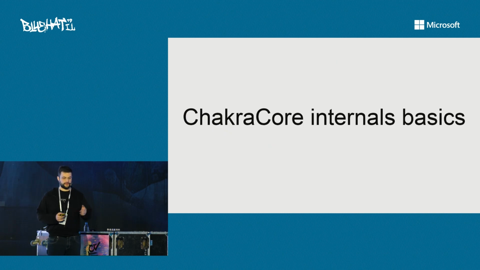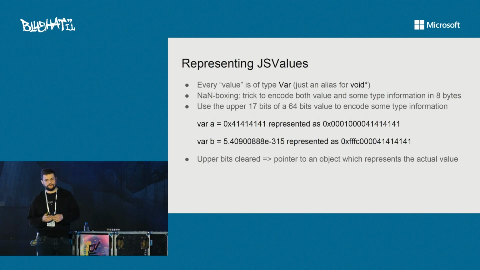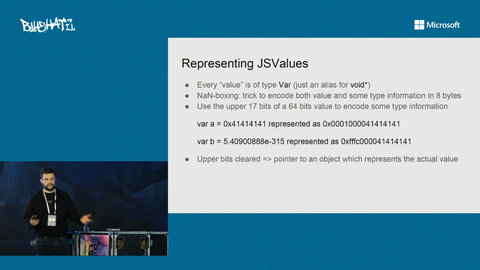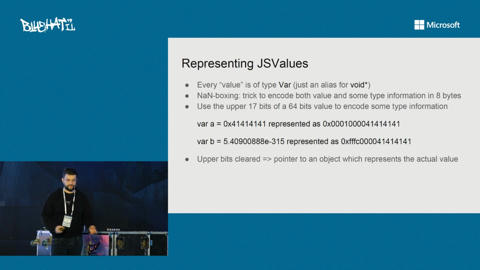So now, quickly, some internals of ChakraCore that we'll need throughout the talk. In all JavaScript engines these days, basically everything that you have in your JavaScript code is internally represented as something called a JSValue. In Chakra, every value basically has the same type, which is just a void pointer, which is called a var.